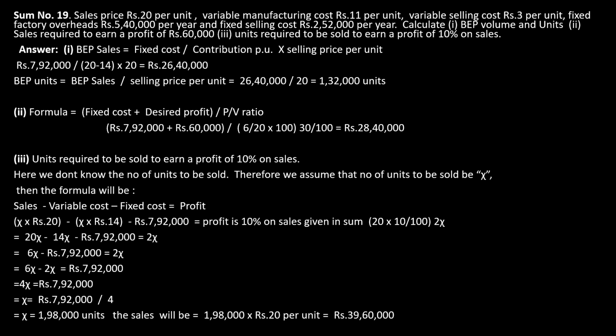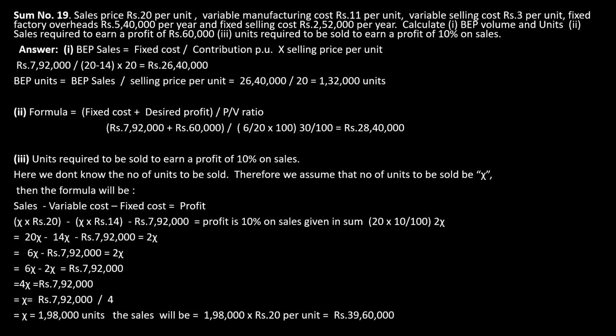Then, using this formula given below, sales minus variable cost minus fixed cost is equal to profit. The very first formula, the basic formula. Sales is nothing but the number of units sold, X, into 20 rupees per unit. Suppose I sell 50,000 units, then 50,000 into 20 will give me total sales. That's why I'm using X here, as I don't know the number of units to be sold. If I find the number of units and multiply with 20, I'll get the total sale value.